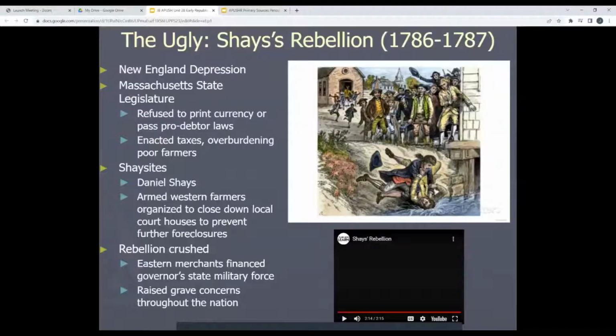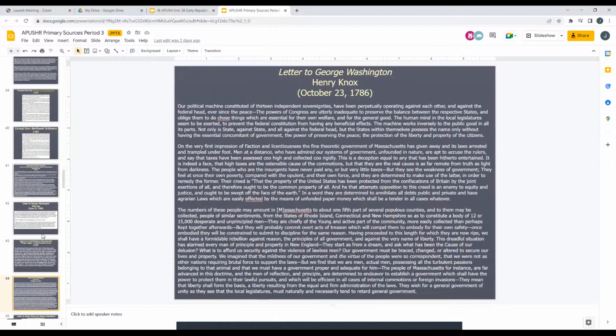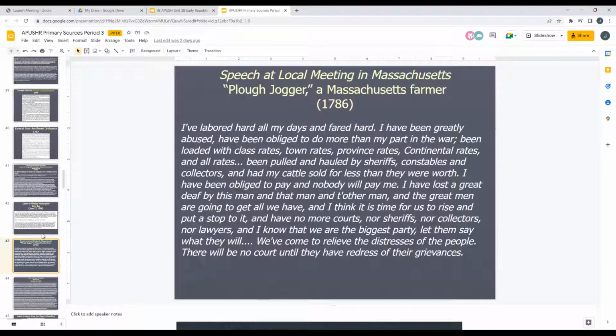Shays' Rebellion is instrumental in inspiring those who wanted to change the Articles of Confederation into the Constitution. So I want to take a quick glance over here at a primary source, this speech at a local meeting in Massachusetts by Paul Jogger, a Massachusetts farmer.